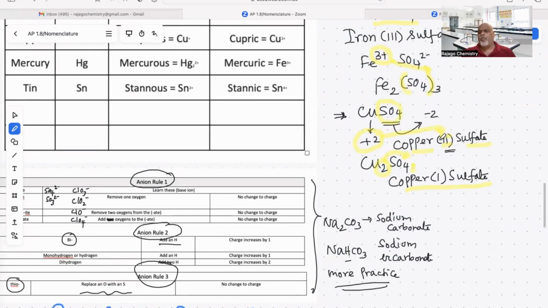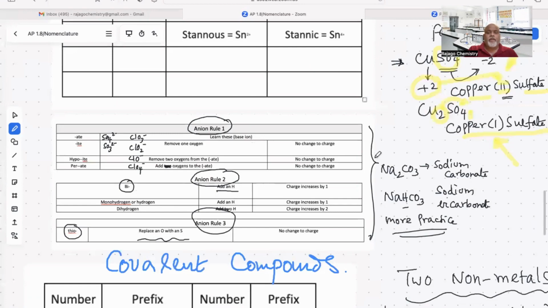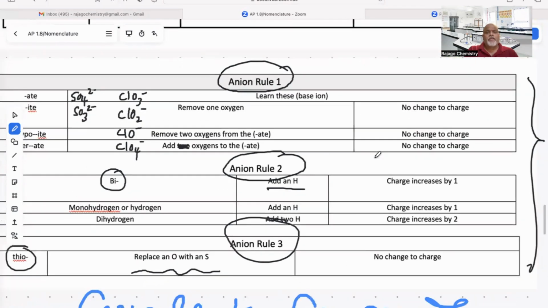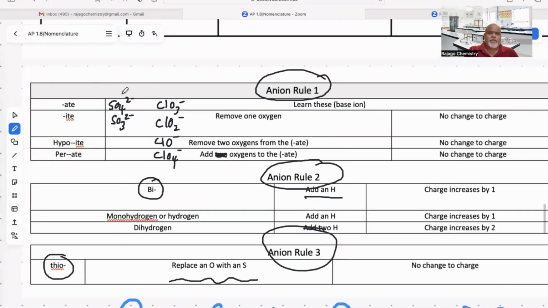So if it is only group 1 or group 2, you don't have to specify these Roman numbers. But if it is a transition element, if it has a variable oxidation state, you have to specify the oxidation. Now, when you have anions, there are also several rules here. Okay, if you have sulfate SO4 2-, and these are base ions. Okay, sulfate is a base ion. Now sulfite means you have to remove one oxygen, it becomes SO3 2-.